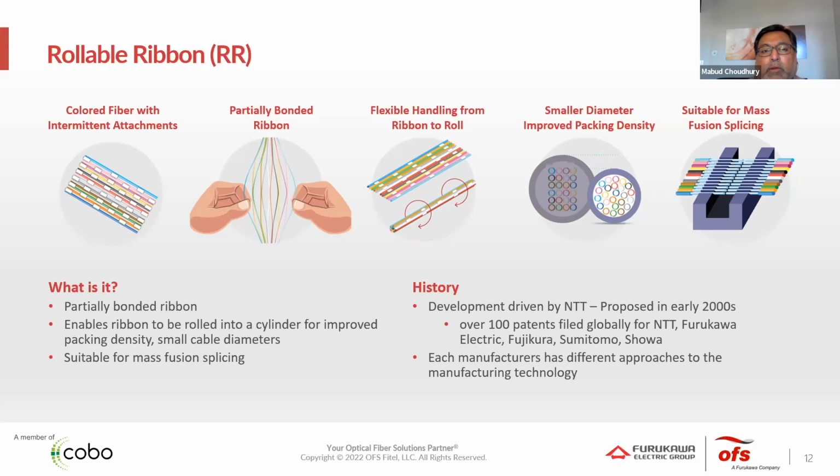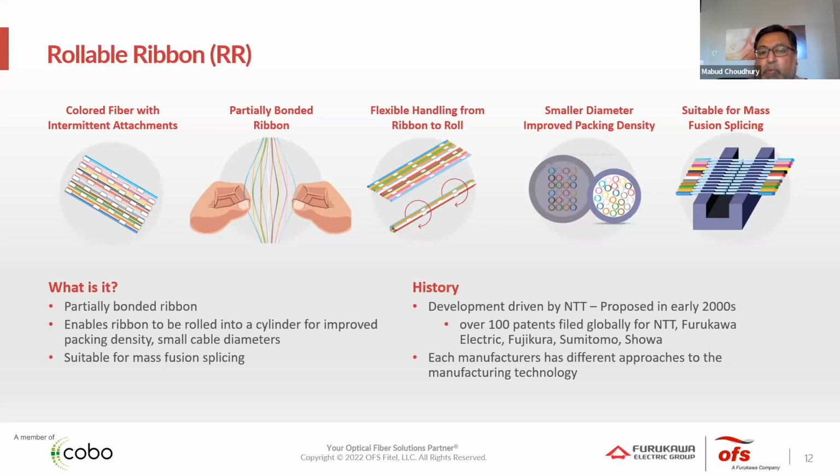And what's shown here is basically the concept in this case is a 12 colored ribbon fiber that's partially bonded. So instead of having a continuous bond, it's only intermittently bonded. So what that center diagram shows is that you can basically, with hand pressure, take that flat ribbon structure and roll it into a cylindrical shape. And that gives dramatic improvements in terms of packing density and in terms of a small cable diameter. So it's a high density application.